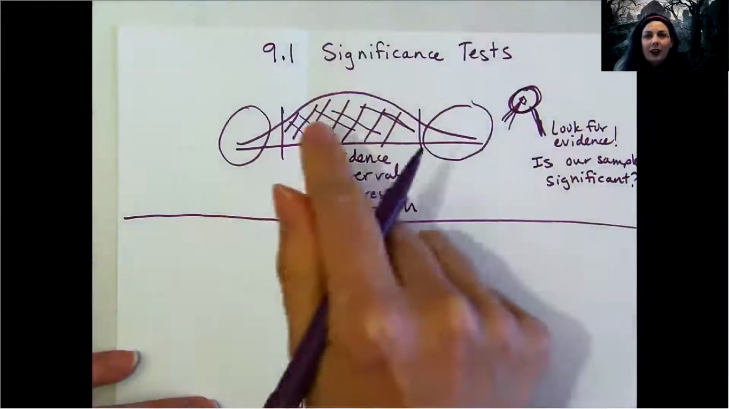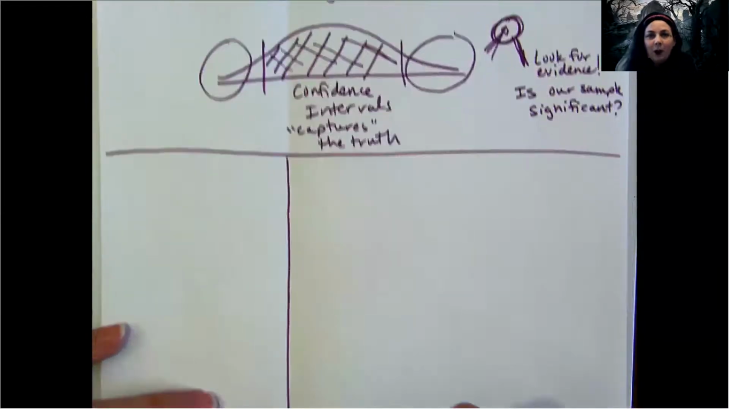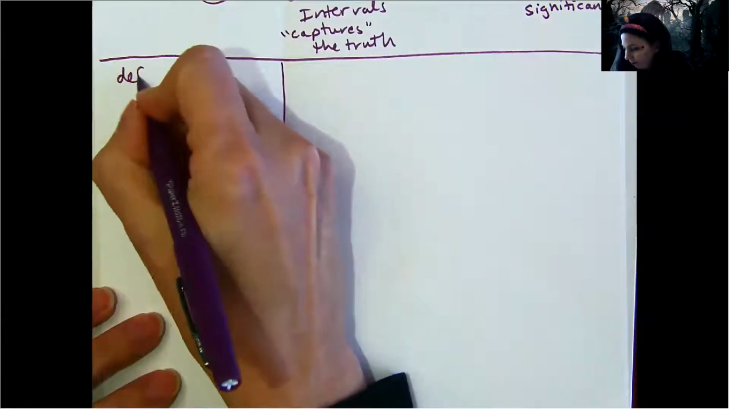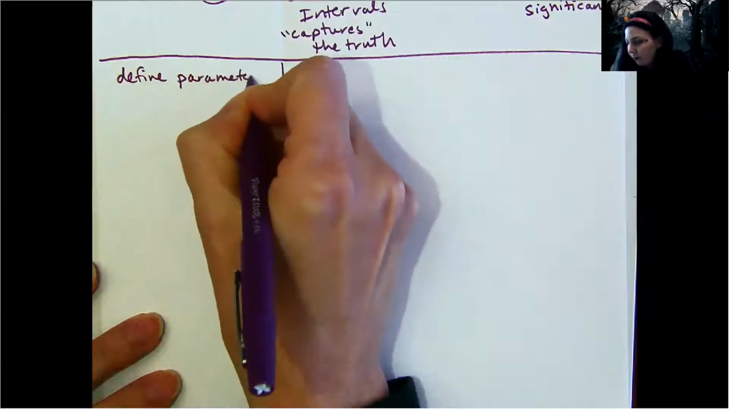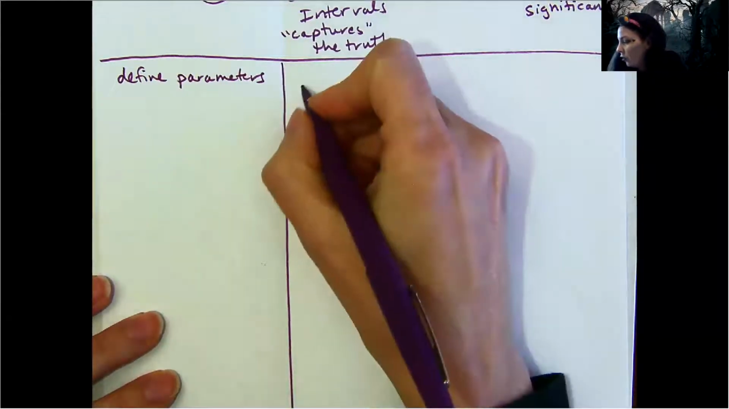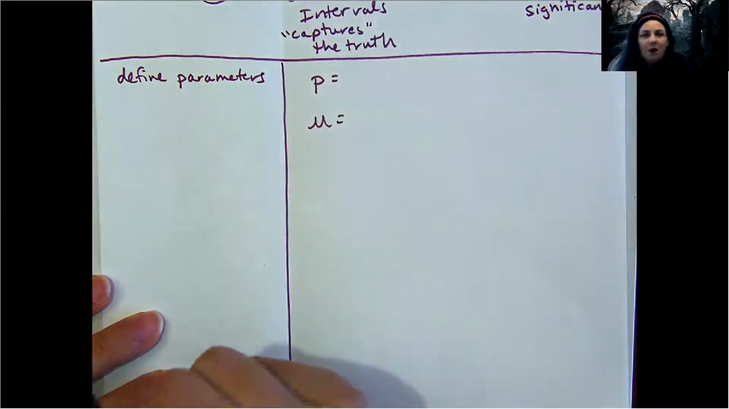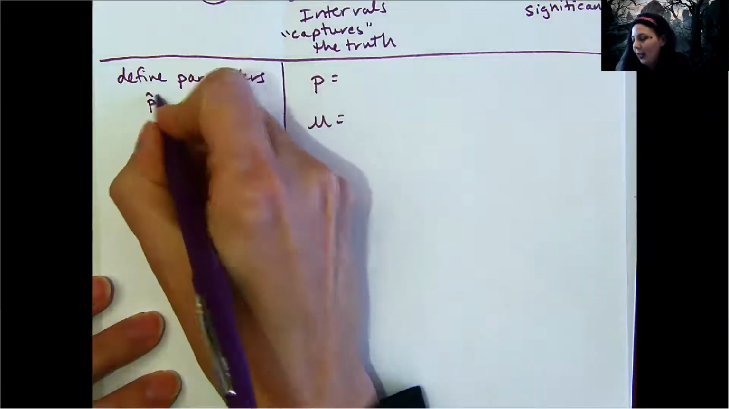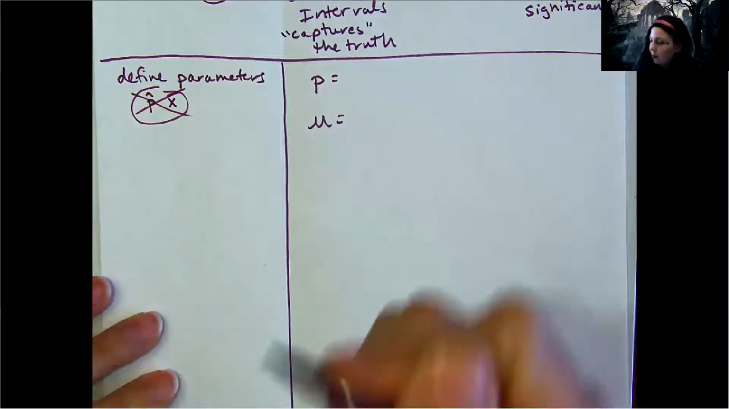When we get into these significance tests, the very first thing you want to do is define your parameters. All right, so your parameters for this section are going to be p, or it could be mu. Notice I'm not using the symbols for samples, so p hat and x bar are not a part of this. This is p and mu.